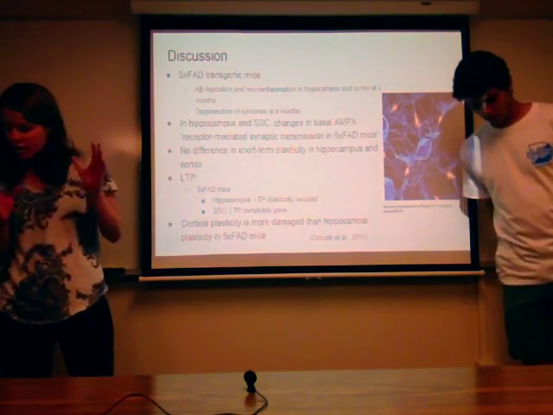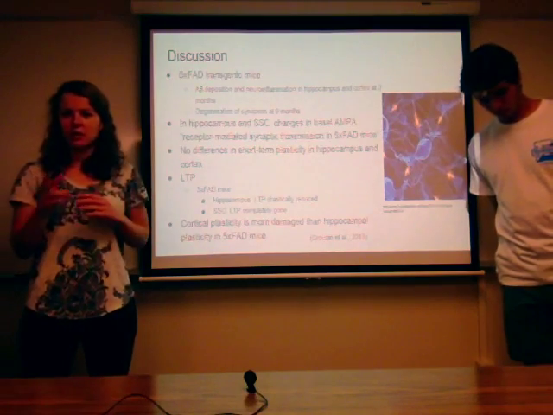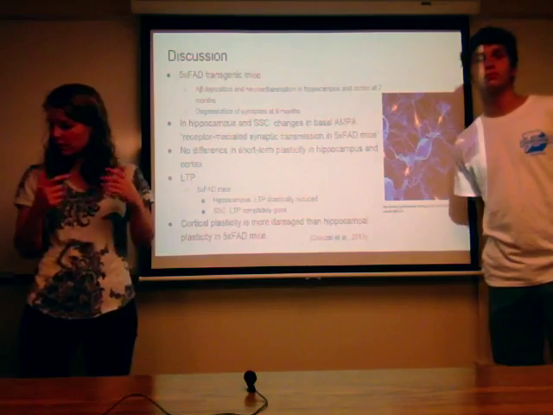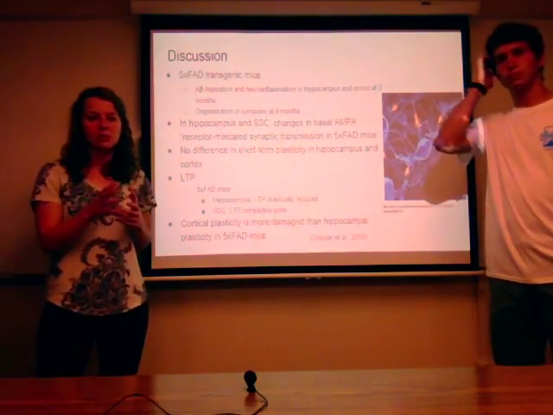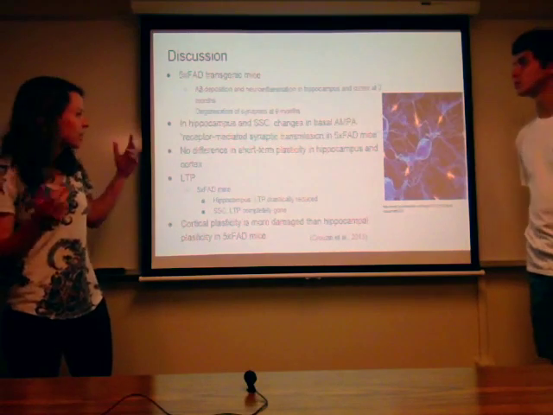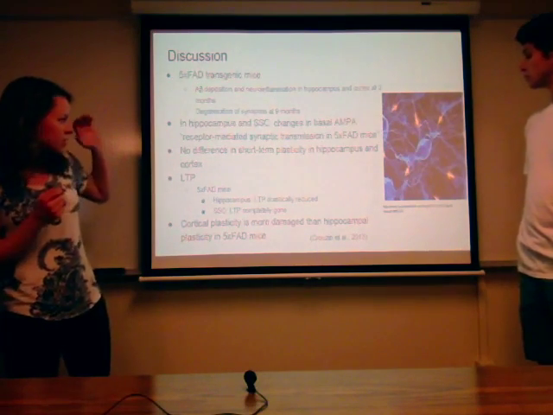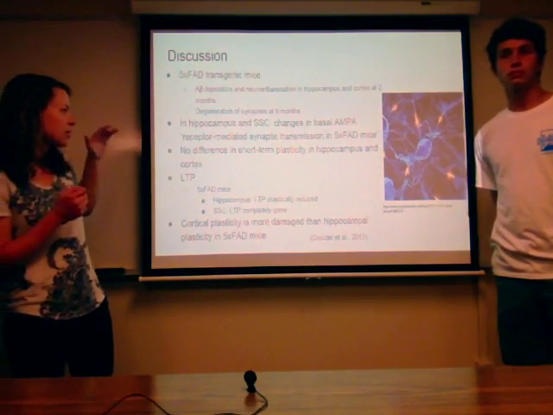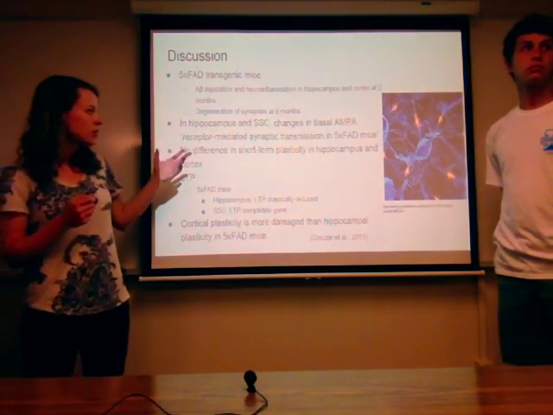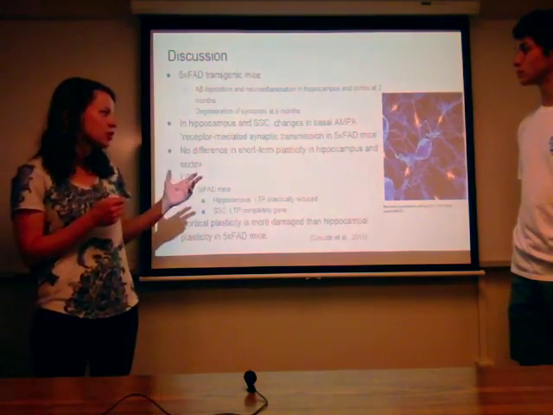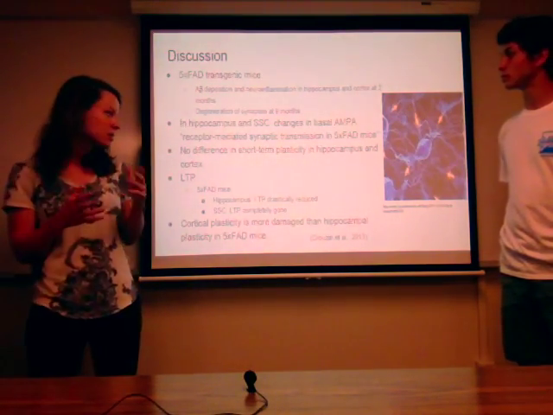Overall, they were looking at different electrophysiological characteristics between these 5X FAD transgenic mice compared to the wild-type control, specifically in the CA1 region of the hippocampus and layer 5 of the somatosensory cortex. Just looking at basal synaptic transmission, they found changes in the basal AMPA receptor-mediated synaptic transmission in these 5X FAD mice in both the hippocampus and the somatosensory cortex.